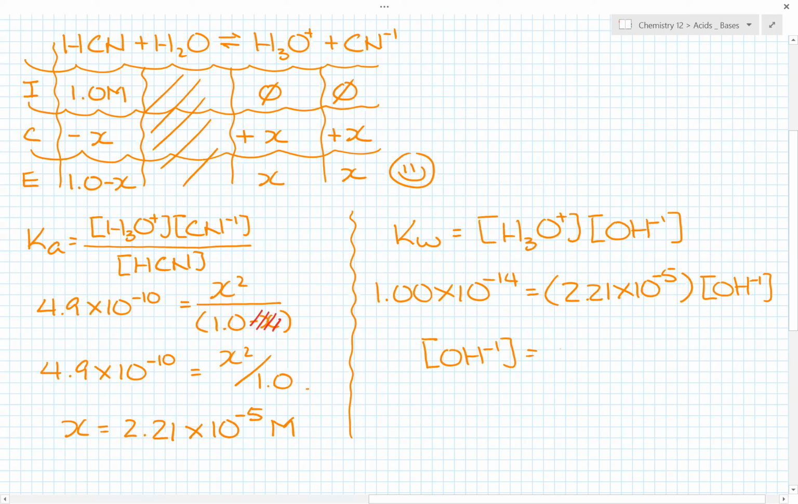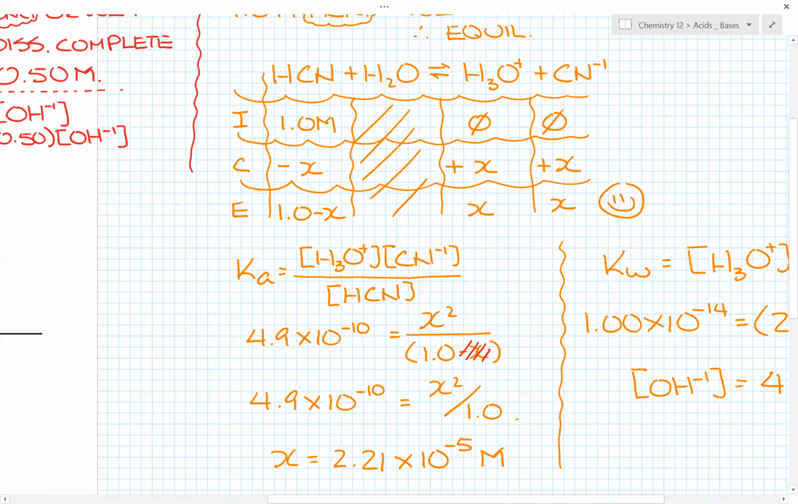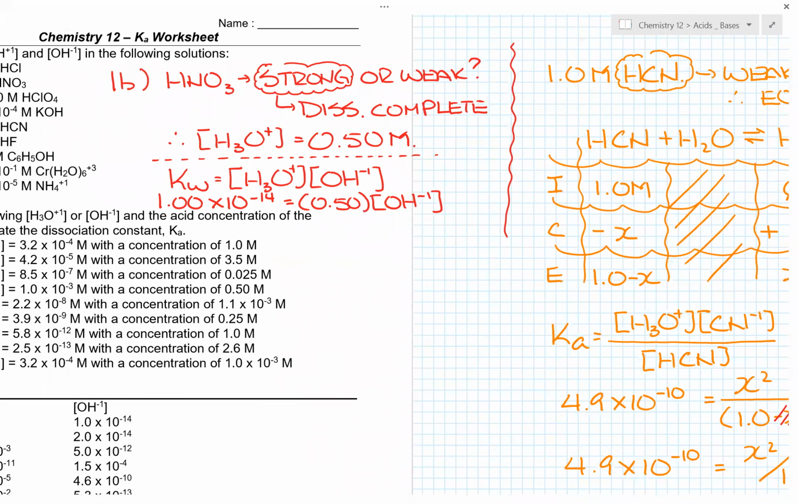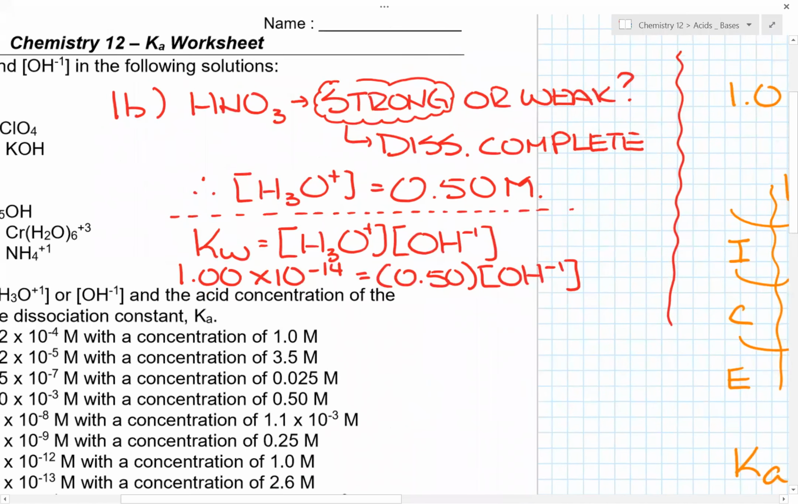You get 4.52 times 10 to the negative 10. All right. Now, you might say, wow, that was a lot. Not really. The second part of this question was exactly the same as the second part of the first question we did.